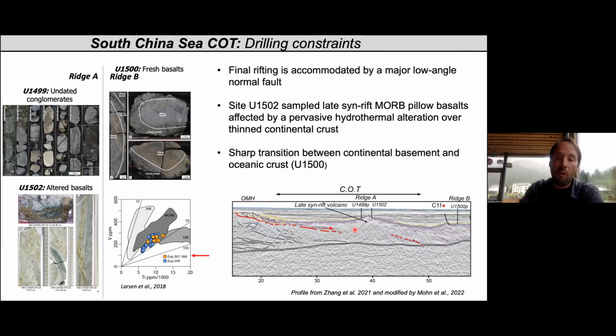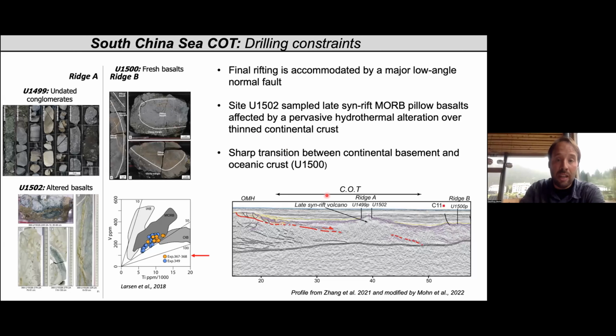From the same ridge A, we drilled basalts. They are MORB type, highly weathered, highly hydrothermalized, with evidence of syn-rift sediments on top. And then if I move oceanward to what we call ridge B, here we find again basalts, MORB type, but they are fresh, without any weathering.